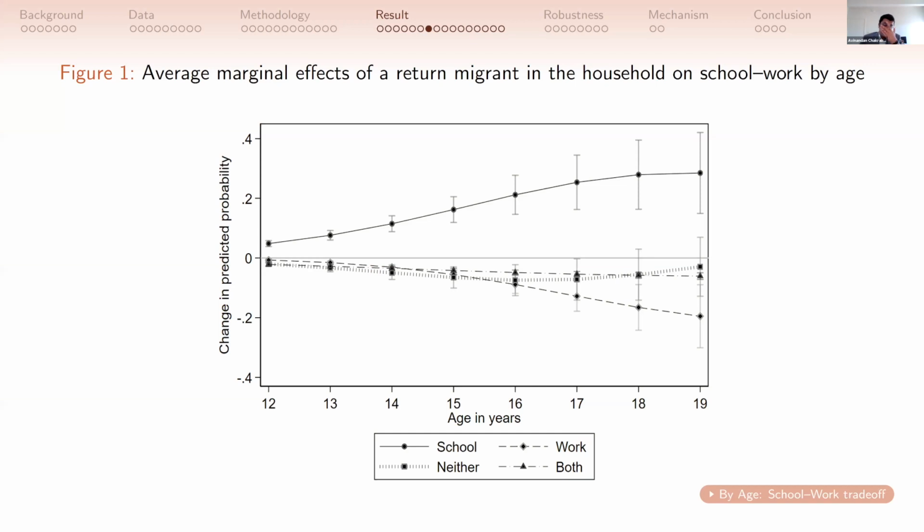And this is how the result looks. My effects are greater in magnitude as you move towards older adolescents. This might be the case because the transition from school to work happens after a certain age, maybe after 15 or 16. So that's why having a return migrant in the household has greater effects for older adolescents compared to younger adolescents. And we find that school attendance is increasing and the probability of going to work is decreasing, and the magnitudes are larger when you move towards the older adolescents.